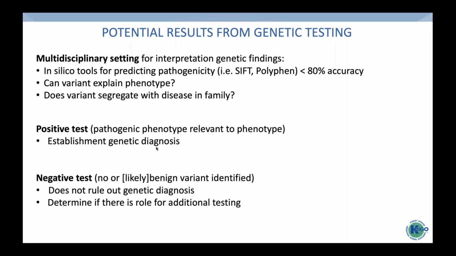When we achieve a positive test, which really is that close association between a clearly pathogenic variant with a phenotype that's relevant, this establishes potentially the genetic diagnosis, and understanding what that should mean for the patient and the broader team is important. And then lastly, of course, a negative test result.